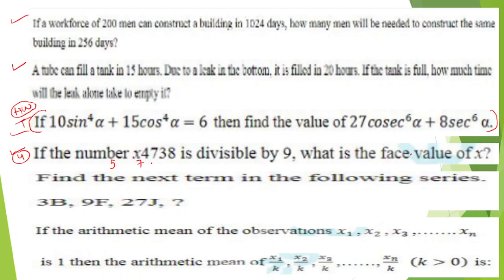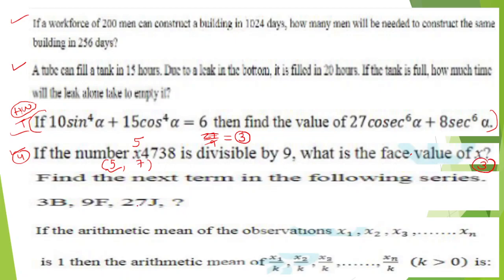Okay, at least 4 questions was given, I accept, but in this case I am providing you 2 options, 5 and 7. So which one you opt for the correct answer? So we opt 5, because when we put 5 here, now we try to sum all these values: 5 plus 4 is 9, 9 plus 7 is 16, 16 plus 3 is 19, 19 plus 8 is 27, and 27 is completely divisible by 9. 9 into 3 is 27. So the face value of x will be 3.